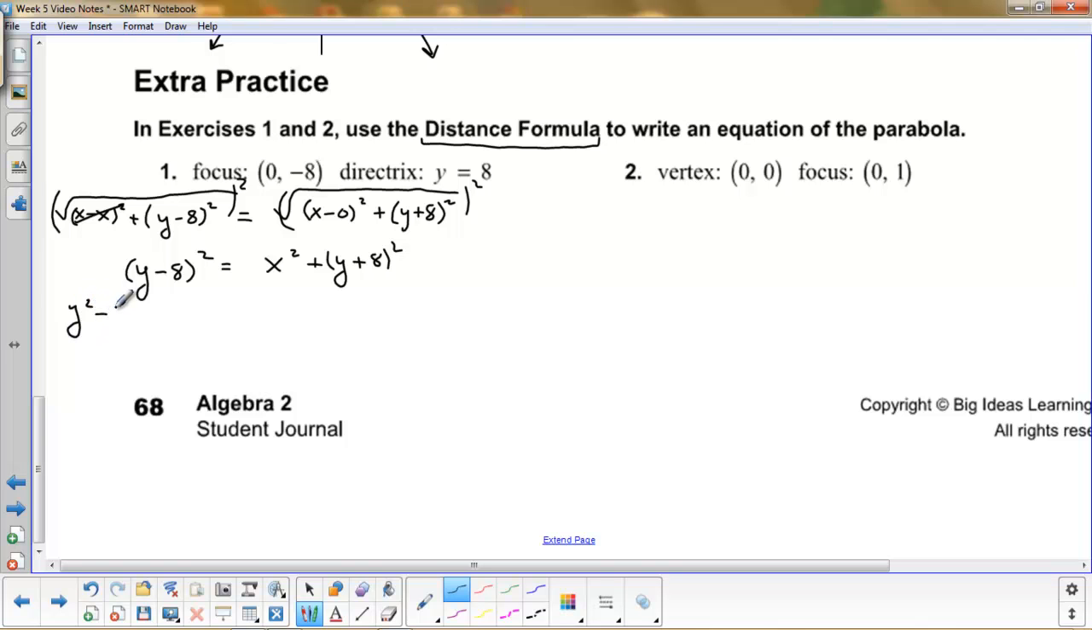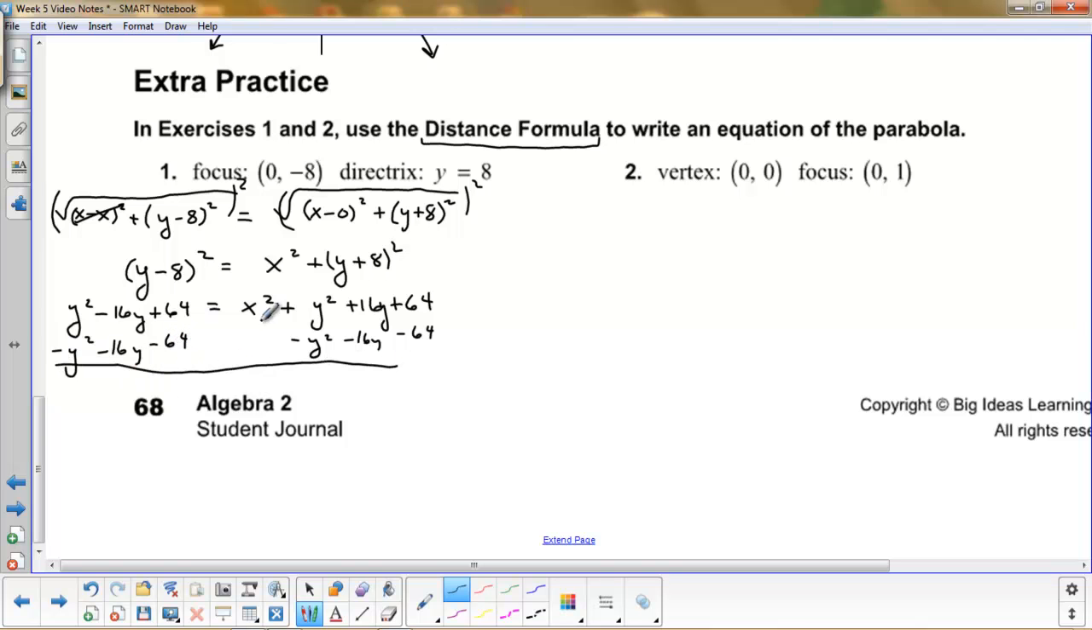So I get y squared minus 16y plus 64 equals x squared plus y squared plus 16y plus 64. And that's a y there. All right, I'm going to leave the x squared here, and I'm going to move all of this trinomial to the other side. So minus y squared minus 16y minus 64. We'll line them up here so I can see what happens. Now, don't forget about your x squared.